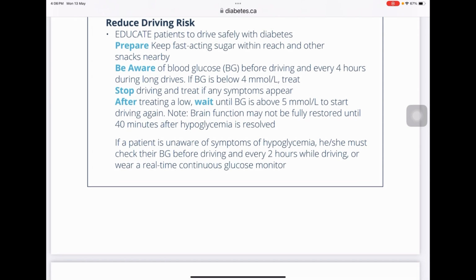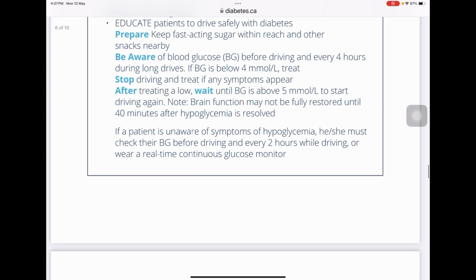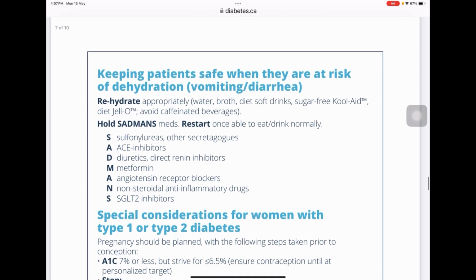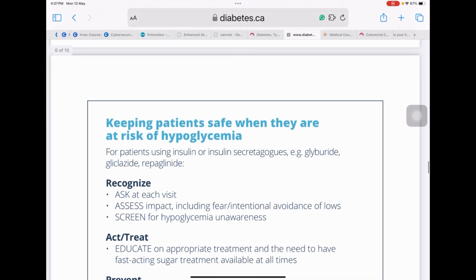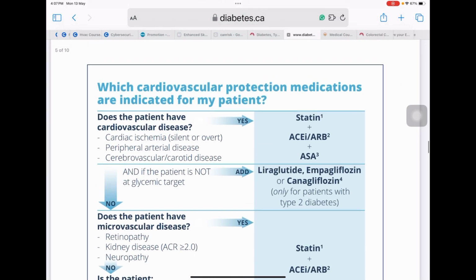If the patient is unaware of the symptoms of hypoglycemia, he or she must check blood glucose before driving and every 2 hours while driving, or wear a real-time continuous glucose monitor. So continuous glucose monitoring, and the patient should be educated on the symptoms of hypoglycemia. Keeping patients safe when they are at risk of dehydration. So the first thing was to tell the patient about hypoglycemia.